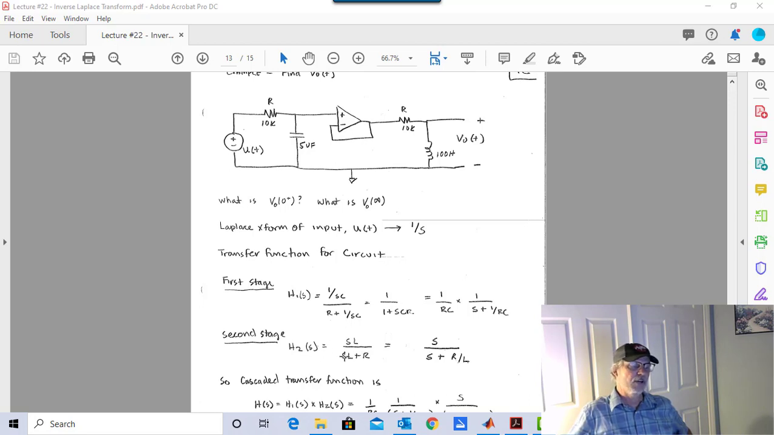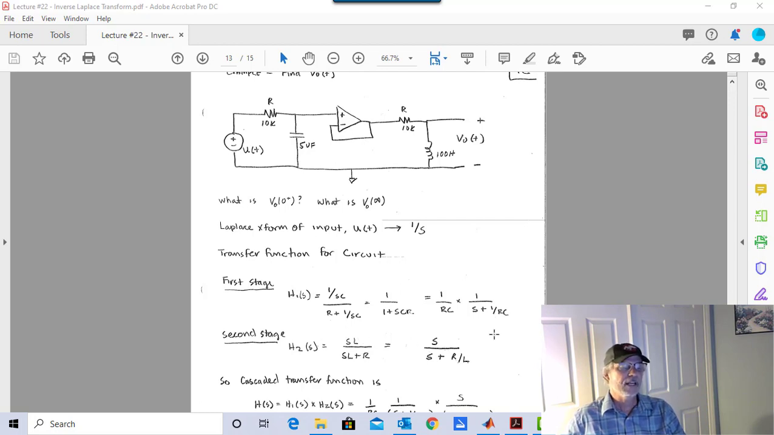Now let's go to the second stage. Clean slate. I get to start over again. SL divided by SL plus R. And I'm going to do the same thing, putting the S by itself here. You might be saying, hey, that's exactly the opposite of what you did in Bode plot problems. And I'll say, yep, that's the way it works. So here's my second stage.